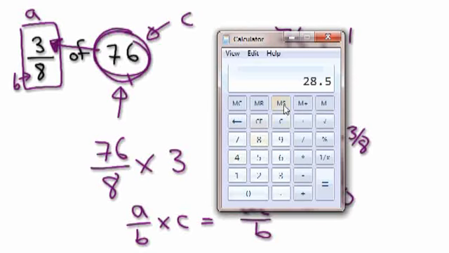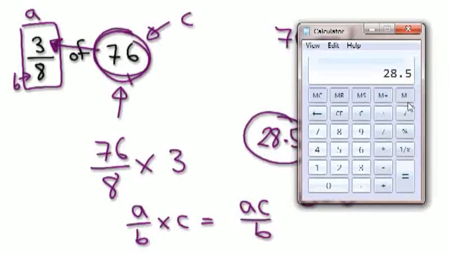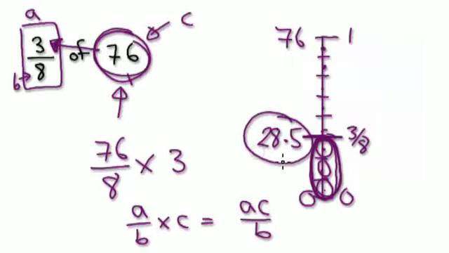So for example, you could do it this way. This is another method. Hang on, let me clear it. 3 times 76 equals. So it gets multiplied to the top, and then divided by 8. Divided by 8 equals this. It's still the same answer. See, 28.5. So this is still 28.5.